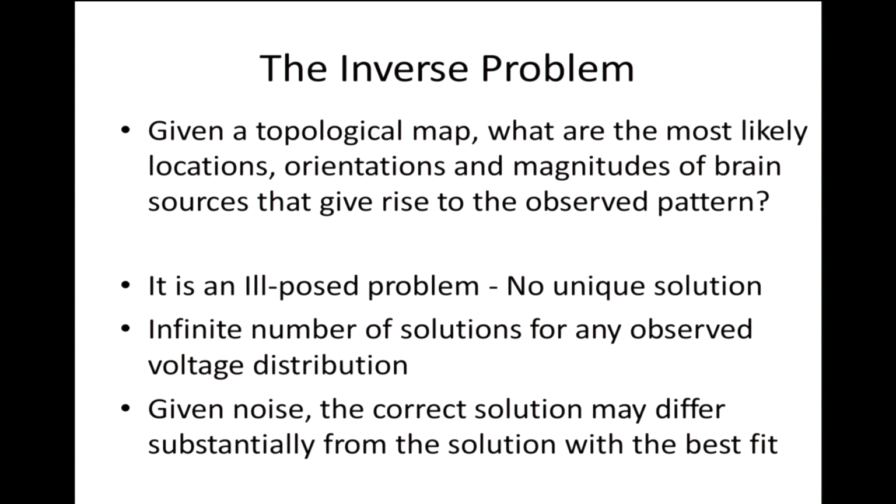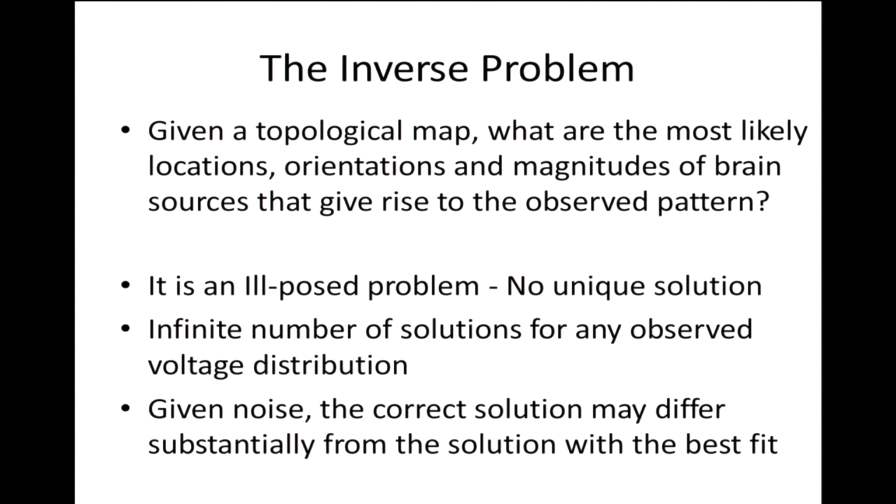So what you are primarily trying to achieve: this is my given distribution of the potentials for EEG, or field for the MEG. Where in the brain are the sources active, what are their orientations, what are their magnitudes, where are they located, that altogether give rise to this distribution that I have? That is called the inverse problem.